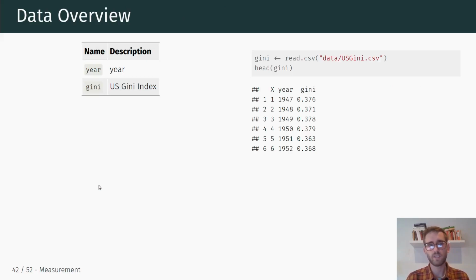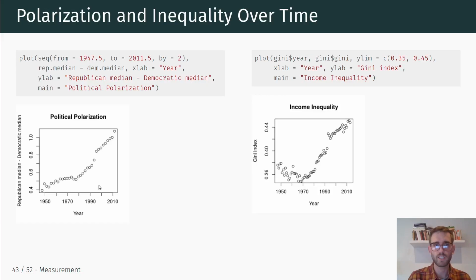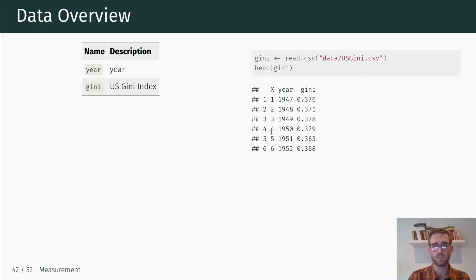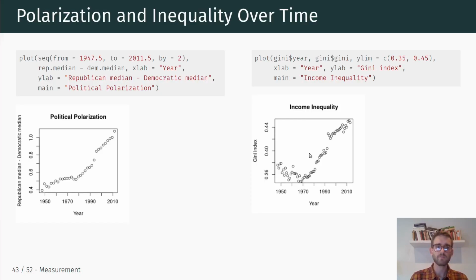So in order to do that, we will look at the US data of the Gini coefficient, so actually income distribution data, and this is just a 2-variable data frame with years and Gini coefficients for each year. And we can plot polarization and inequality over time. We're just looking at 1947 to 2011, and we're plotting both the difference between the median Republican congressman and median Democratic congressman to measure polarization over time, and income inequality over time.